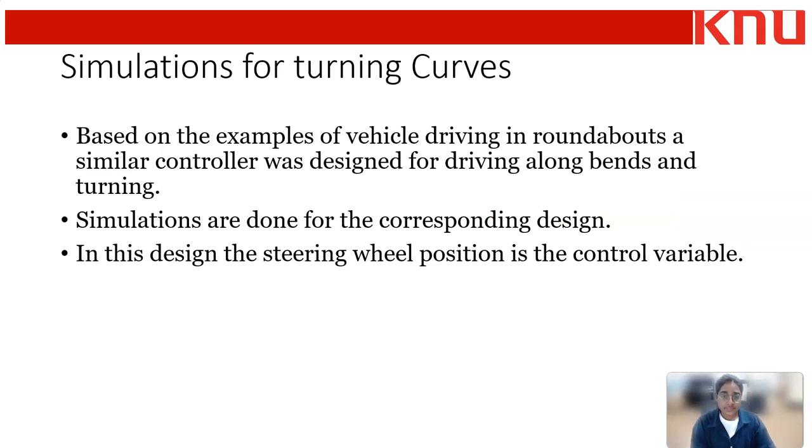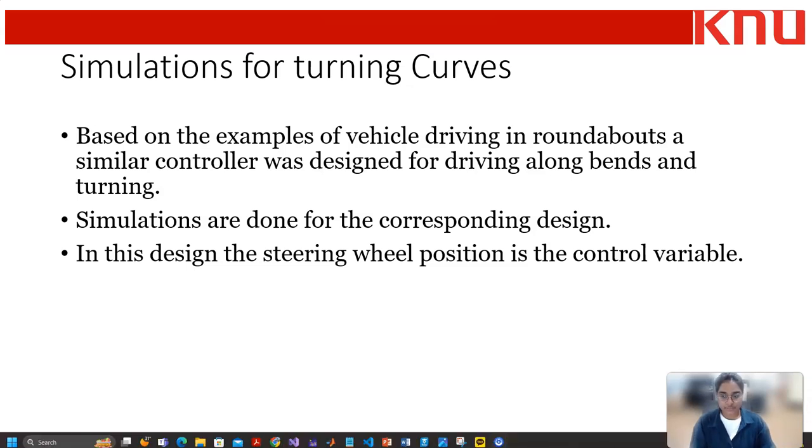So based on these examples of the vehicle driving in the roundabouts, a similar controller was designed for driving along bends and turning, such as the S or hairpin roads. In this design, the steering wheel position is the control variable.